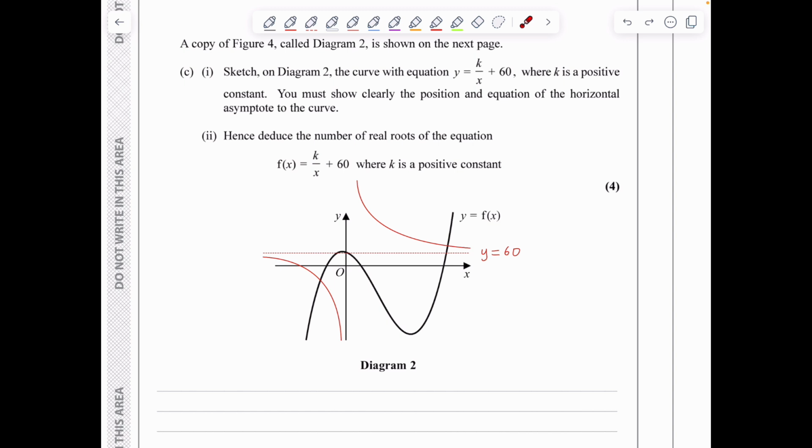In (ii), it says, hence deduce the number of real roots to the equation f of x is k over x plus 60. Obviously, we are looking at the points of intersection, and we've got two such points as shown here. So it's easy to conclude that we've got 2 points of intersection and therefore 2 real roots.